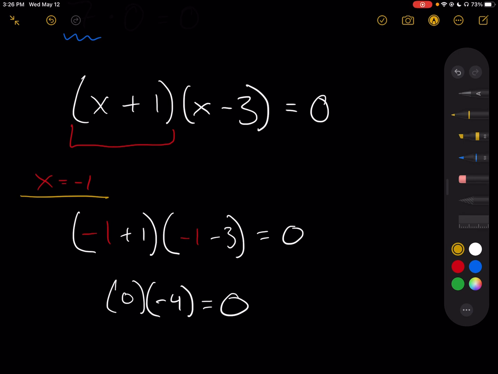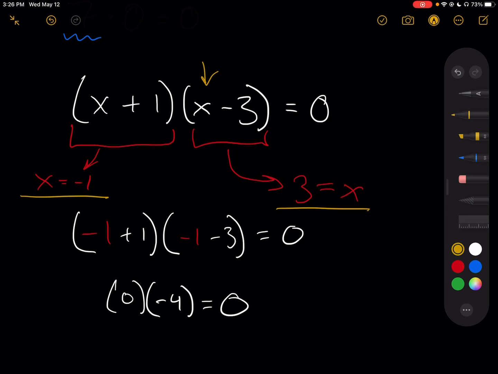Now, if we've got a factor where there's no number in front of the x, then it's remarkably easy. We just take the opposite of what we see there. So I see x plus 1, so my value must be -1, right? Or I see x minus 3, and you can check this if you like, but my other value must be +3, right? Because if I plug in +3, 3 minus 3 will be 0, and 0 times whatever number I have left will give me 0.